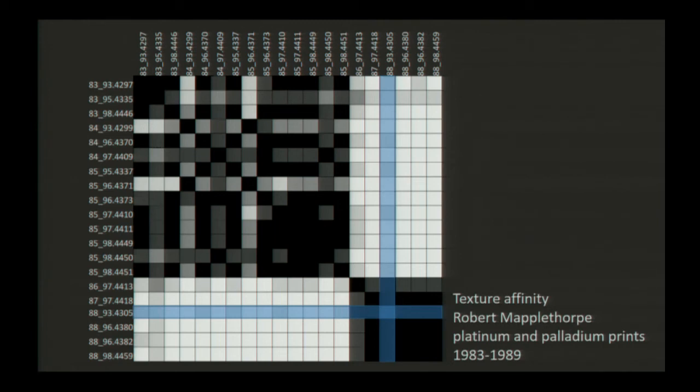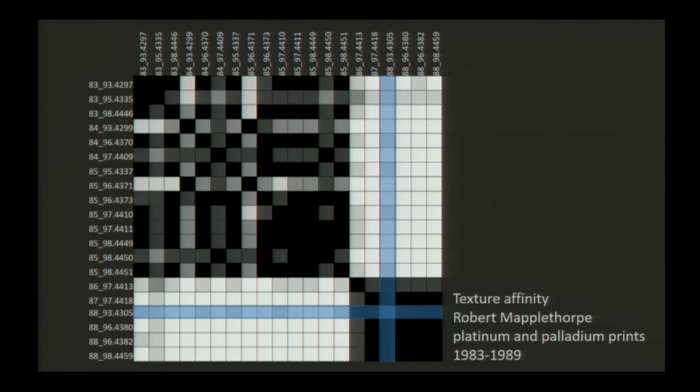So these are the clusters. This is a cluster diagram. I'm not going to get into that. But it's from the surface textures. There are two major groups of these platinum prints made by Mapplethorpe. And that's really the point of this slide. One big cluster here, one big cluster here. And where the clusters break is 1985-86.